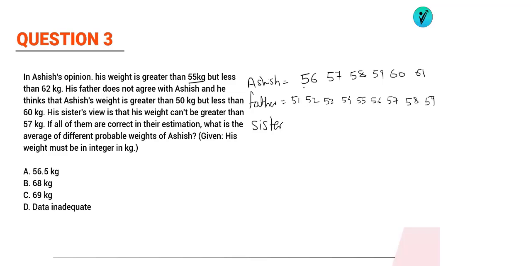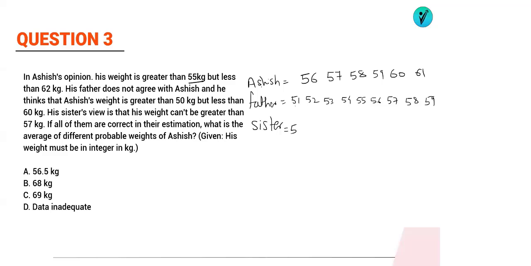So it can be like what? 57. Now if I have to give the limits, as it is not greater than 57, that means it is up to 56 and starting from 51. Because of the father's opinion, the maximum it can be is 56. And as I know, Ashish thinks that his weight is greater than 50, up to 56. And his sister says that it cannot be greater than 57. Means it can be what?